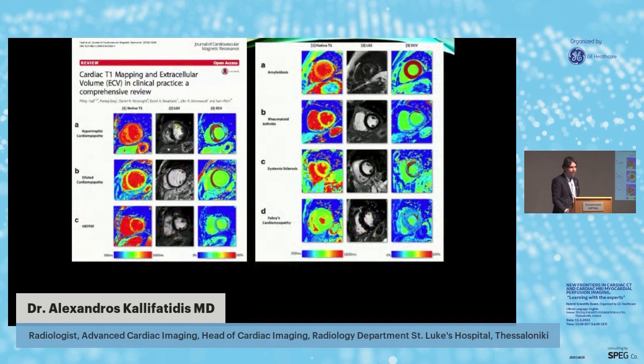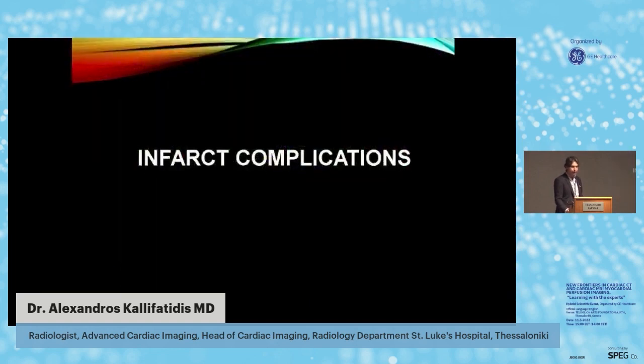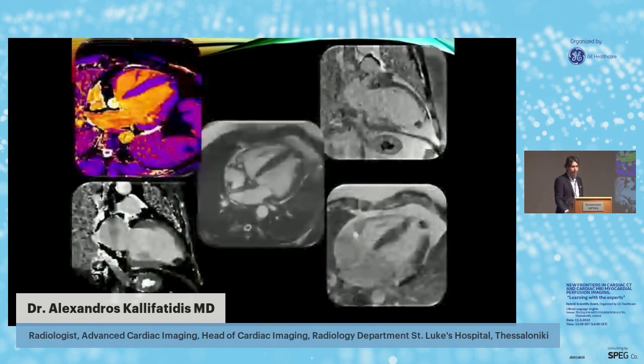You can search this excellent publication showing the different patterns of late enhancement and how we can use T1 mapping and ECV in order to differentiate cardiac pathologies, and we can even differentiate acute from chronic myocardial infarction. In addition, we can see and search for infarct complications.